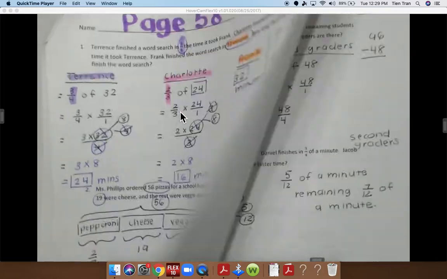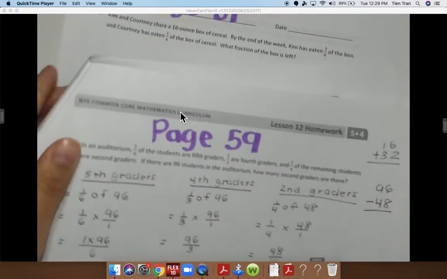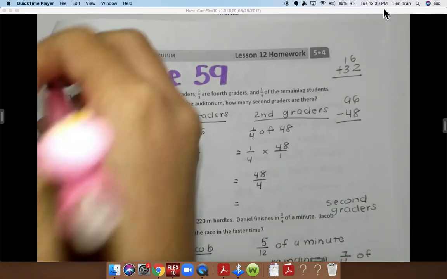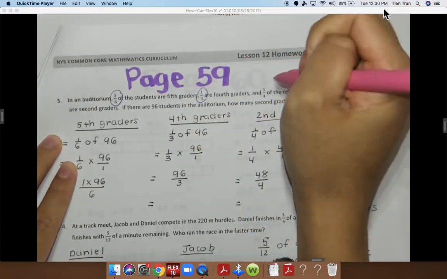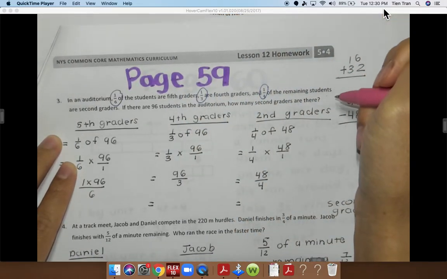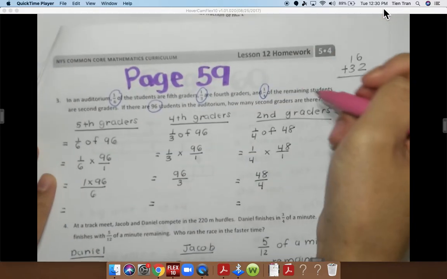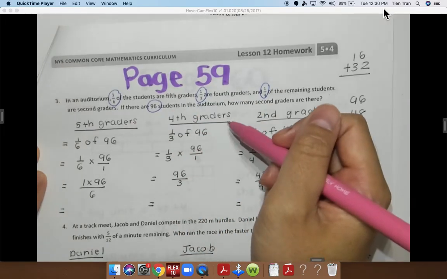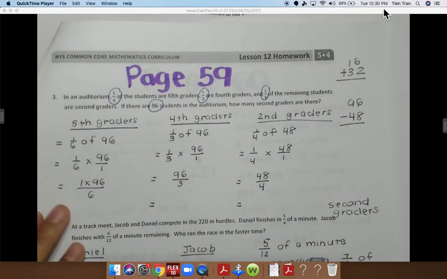Now turning to the next page, I have page 59. On page 59, it says here, in an auditorium, 1/6 of the students are 5th graders, 1/3 are 4th graders, and 1/4 of the remaining students are 2nd graders. If there are 96 students in the auditorium, how many 2nd graders are there? So right here, I have 5th graders, I have 4th graders, and I have 2nd graders. To find out how much there is for 5th graders, what I did here was I multiplied.